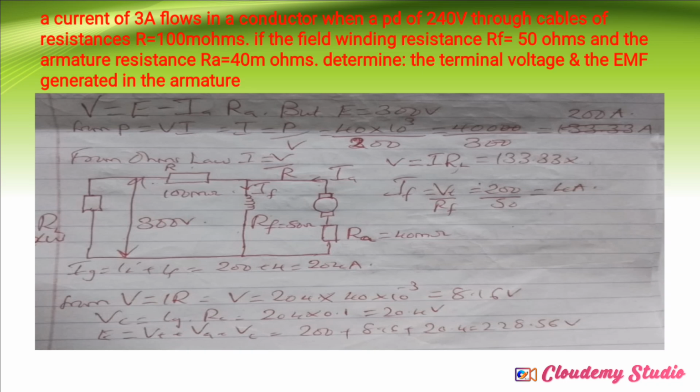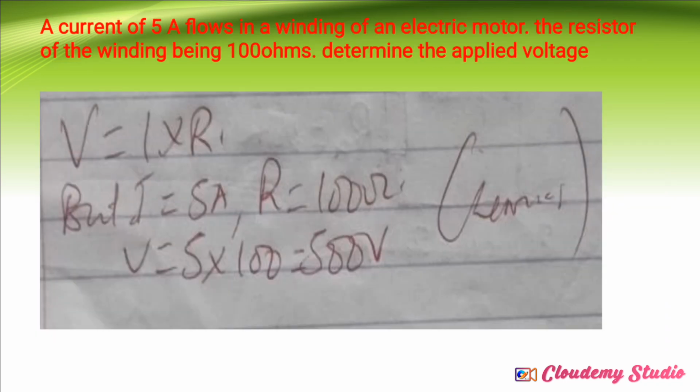Then when you go to the final question: a current of 5 amperes flows in a winding of an electric motor. The resistance of the winding being 100 ohms, determine the applied voltage. It was a direct question from Ohm's law. Current is equal to voltage over resistance. If you make voltage the subject and put in the parameters, because current is 5 amperes and the resistance is 100 ohms, the voltage will be equivalent to 5 times 100, which is 500 volts. So that's just a bit of section A.